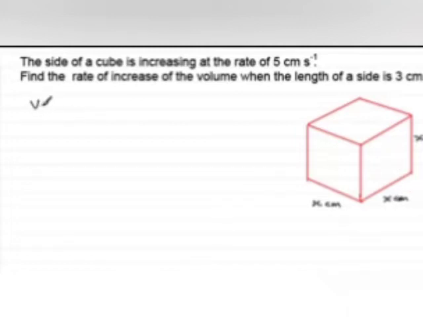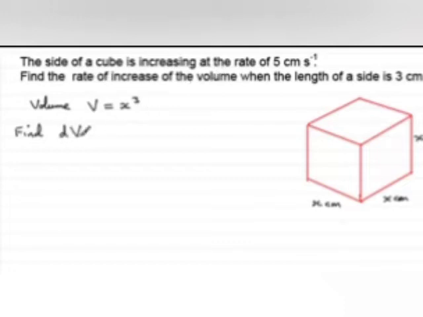It means every 1 second, this length of the side increases by 5 centimeters. And the volume for a cube is V equals x raised to power 3. That's the volume of the cube, and that's how to begin. So we'll be looking at the rate at which volume changes with respect to x, which we can write as dV/dx.